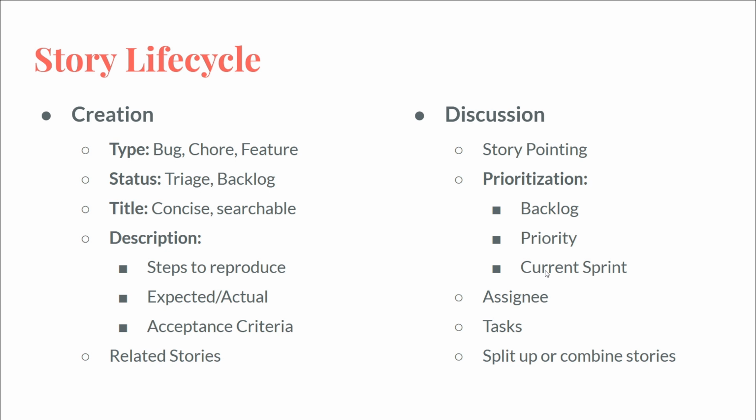So then you do your story pointing. You may discuss as a team, is this something that needs to get done eventually but doesn't matter when? If so, throw it in the backlog. If this is something that needs to get done immediately, okay, we need to put that in the current sprint. Is this something that needs to be done, but not this sprint, and we need to get to it in the next couple of weeks? Okay, we'll throw that in priority.